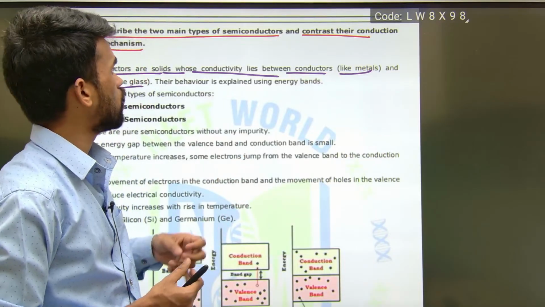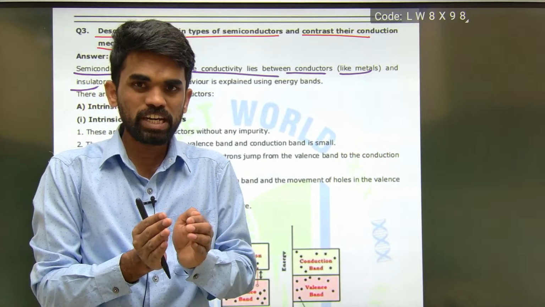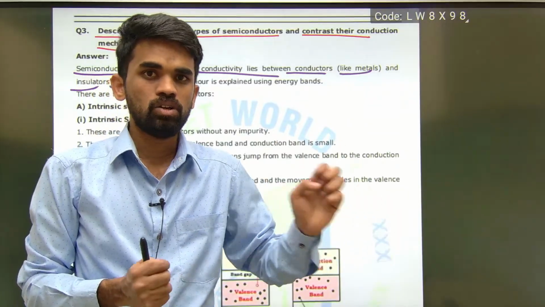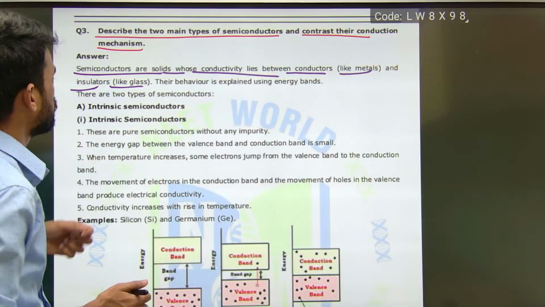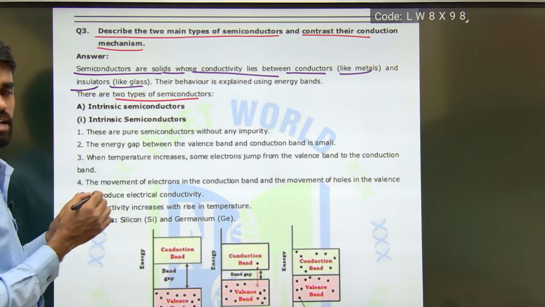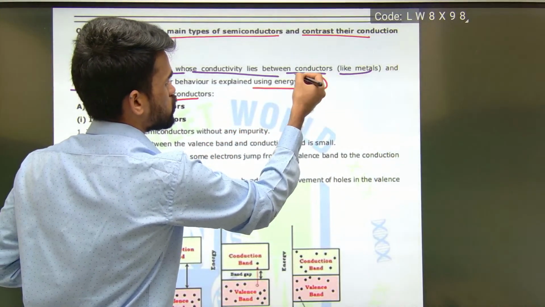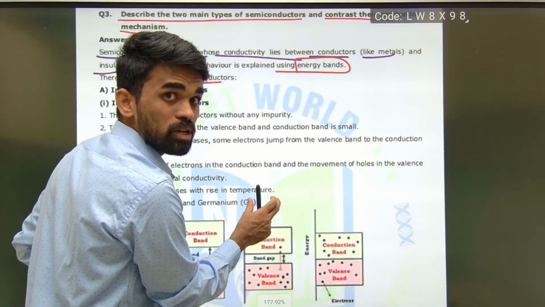When it comes to semiconductors, they have intermediate properties between conductors and insulators. We'll see that in the diagram. There are two types of semiconductors, and their behavior is explained using energy bands, like the conduction band and the valency band.